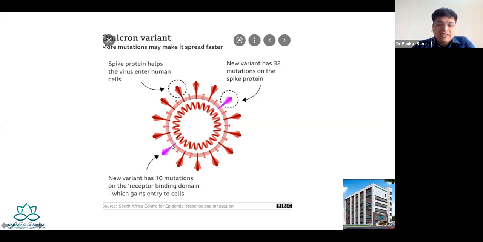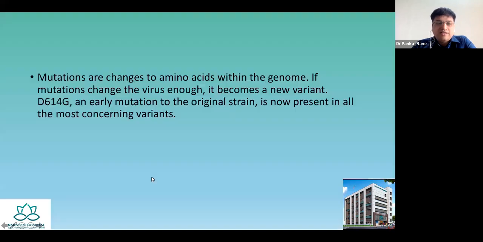Because there is a change in amino acid sequence due to mutation here, these various neutralizing antibodies, whether vaccine induced, previous infection induced, or the monoclonal antibodies that we have been using till now for Delta, are not able to neutralize this virus. So we'll see all these points in detail in the next few slides.